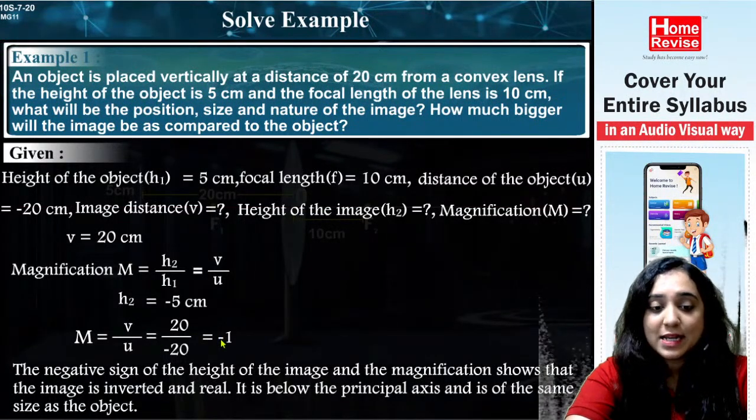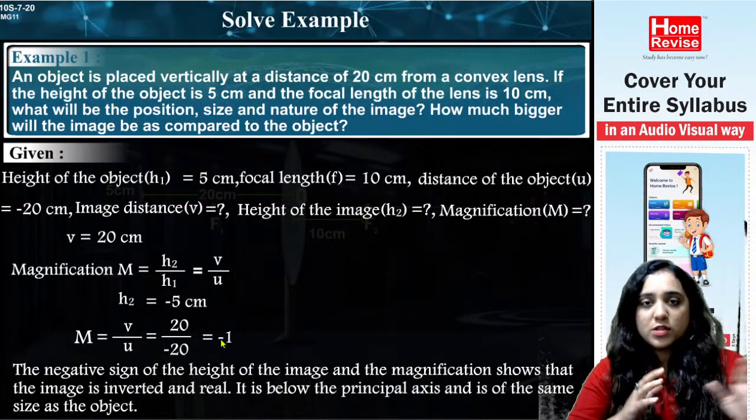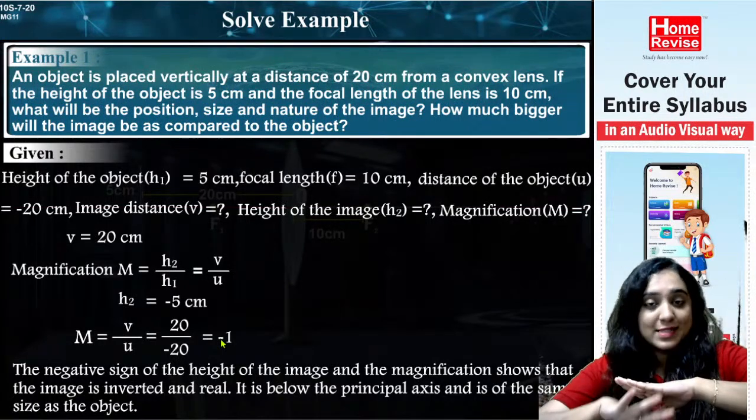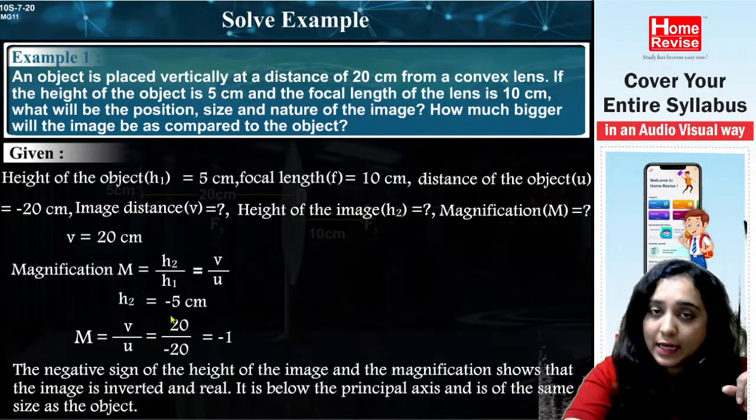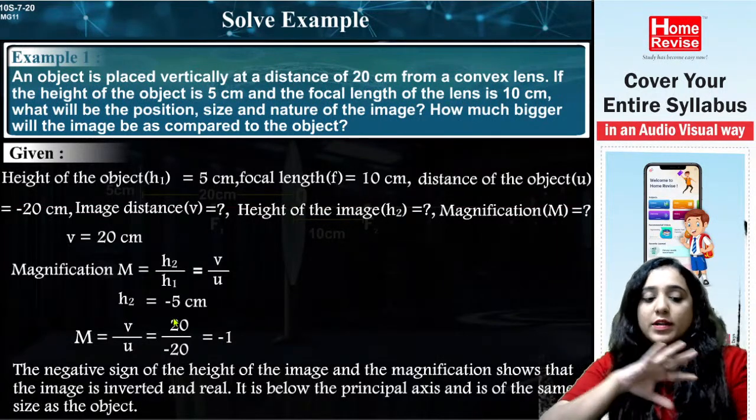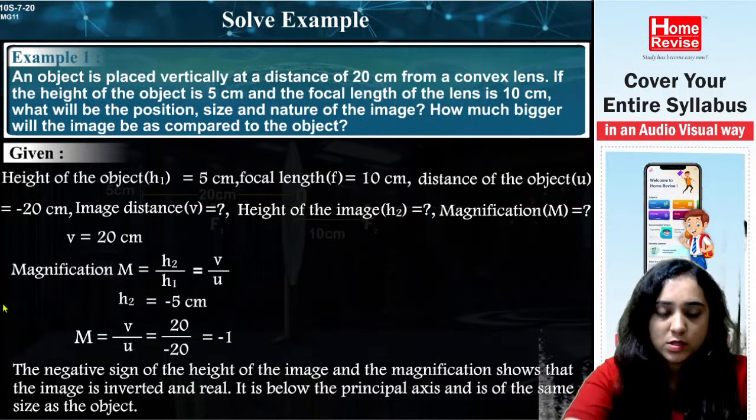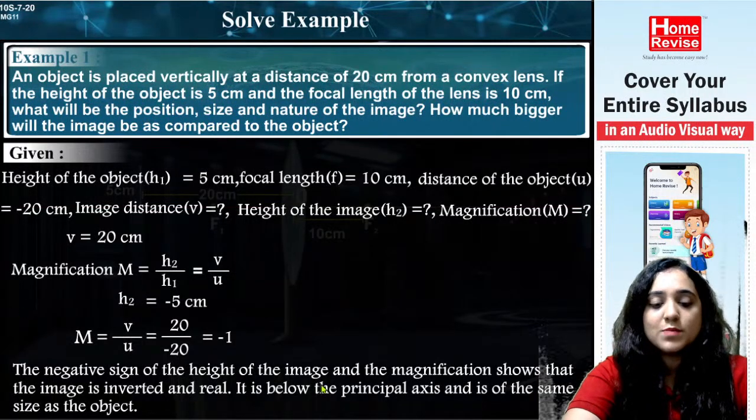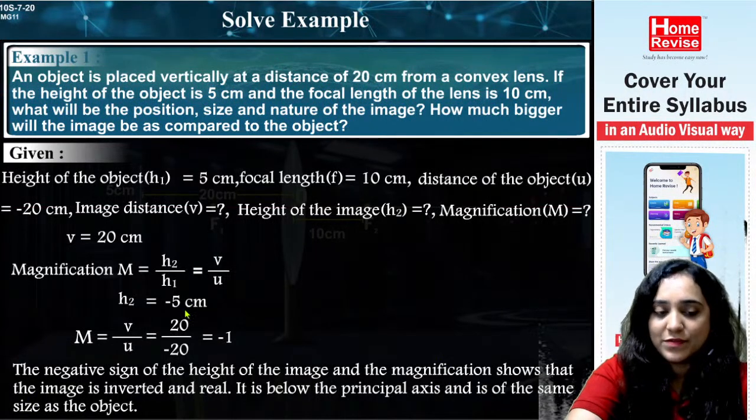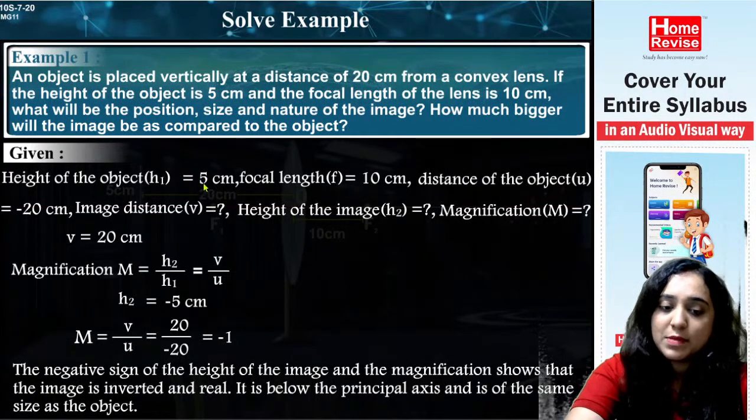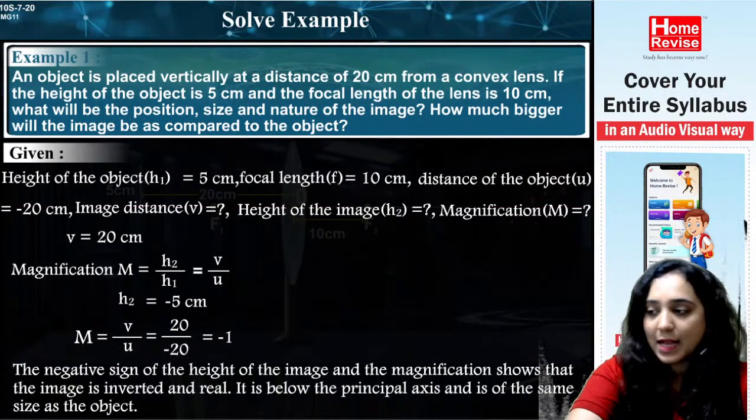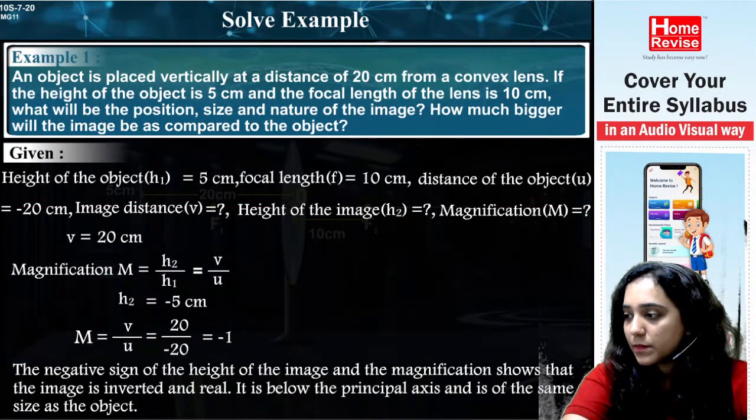Yes, so this minus sign indicates, if you remember sign conventions, that if it is above the principal axis it is positive, and below it, it is negative. So as we are getting the height in negative, that means the object is here and the image is forming below. So it is real and inverted. Okay, and also talking about the magnification, it is below the principal axis and it is of the same size and same height. See, 5 centimeter, 5 centimeter. If it is positive, that means it is above the principal axis, and if it is negative, that means it is below the principal axis. Understood? Yes.